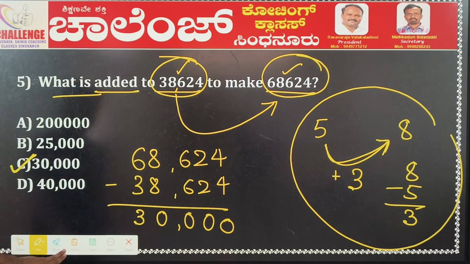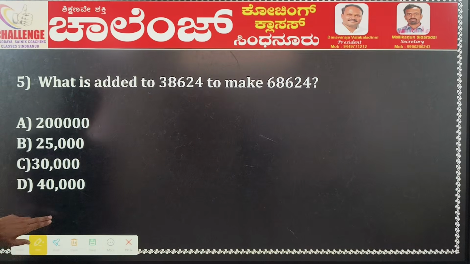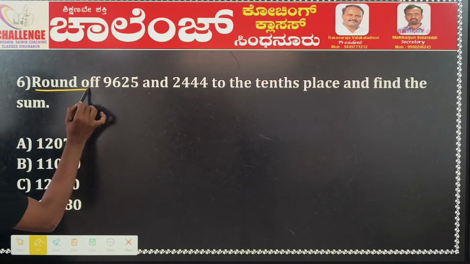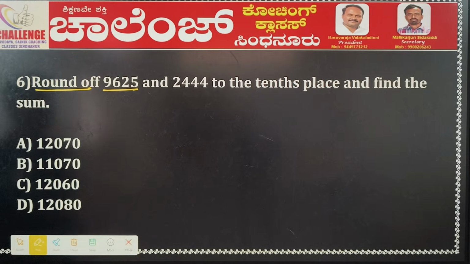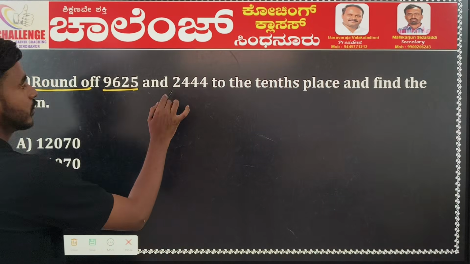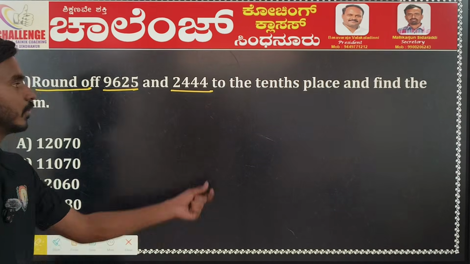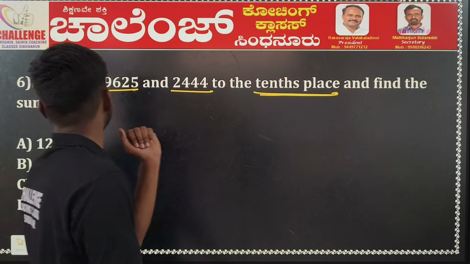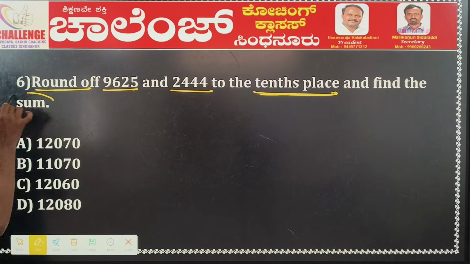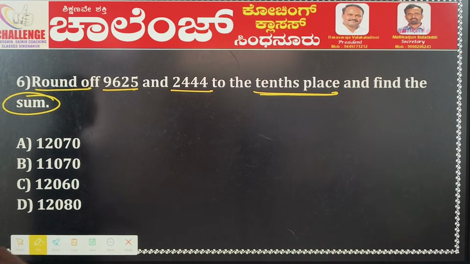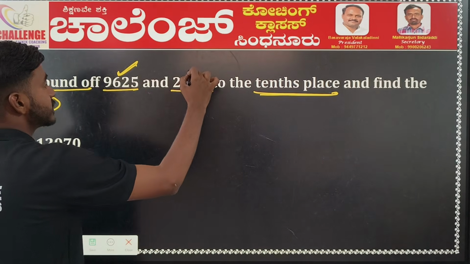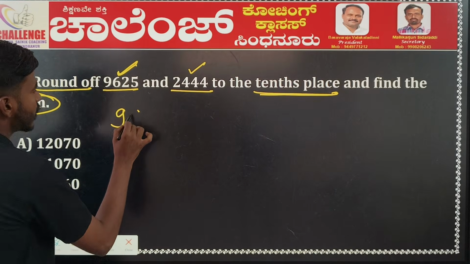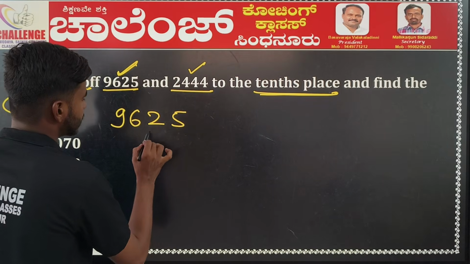Okay, let's move forward to the next question. The next question is: round off 9,625 and 2,444 to the 10th place and find the sum. We need to find the sum of two numbers, but these are not the numbers. We need to find the numbers which are approximations to the 10th place.